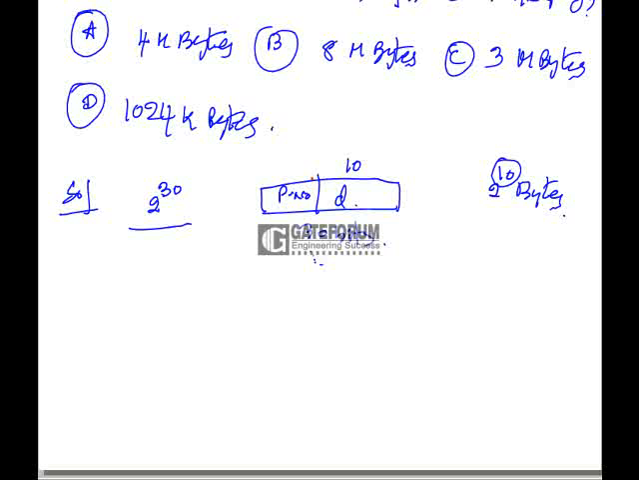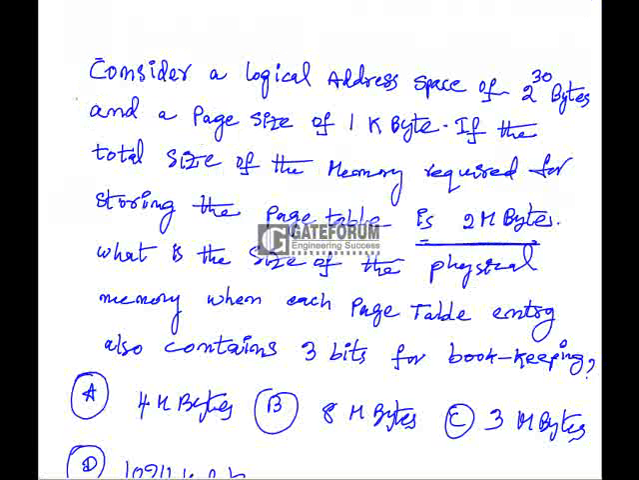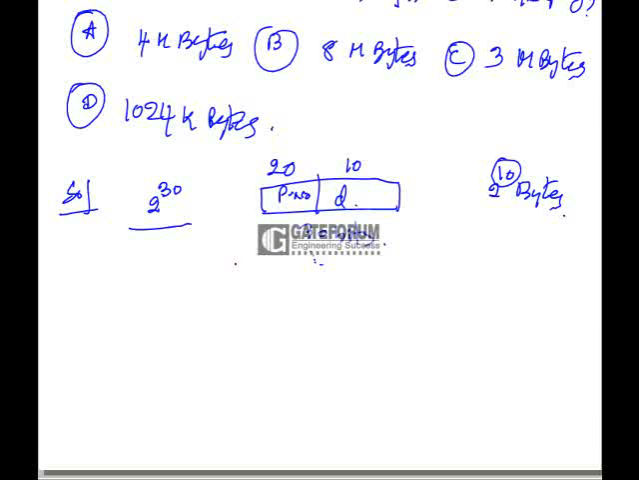So if 10 bits are gone for the displacement, the remaining bits in the logical address are 30 minus 10, that is 20 bits. 20 bits are for identifying a page number and 10 bits are for the displacement. And the total amount of memory required for storing a page table is 2 megabytes. That means 2 megabytes is 2 power 2 into 2 power 20, so 2 power 21 bytes. Actually, in a page table, what will be stored? The number of entries of the page table is 2 power 20.